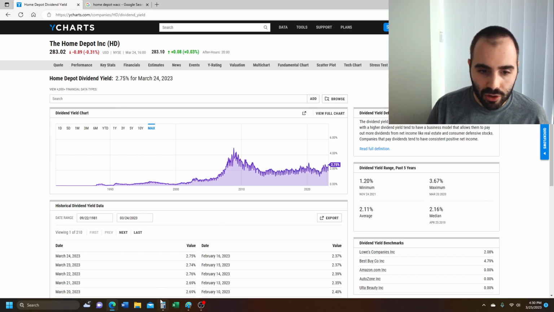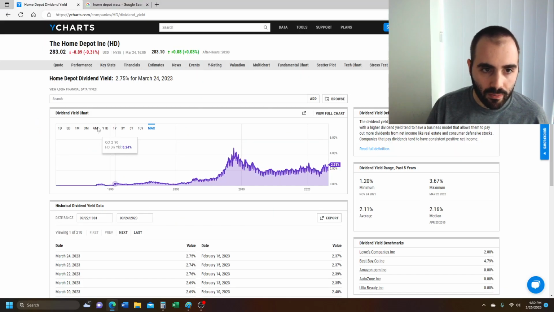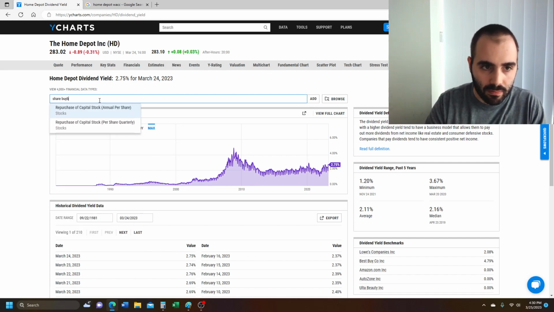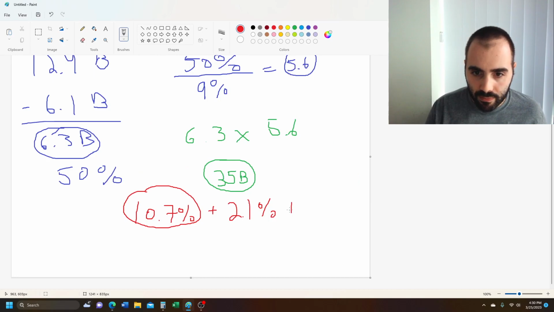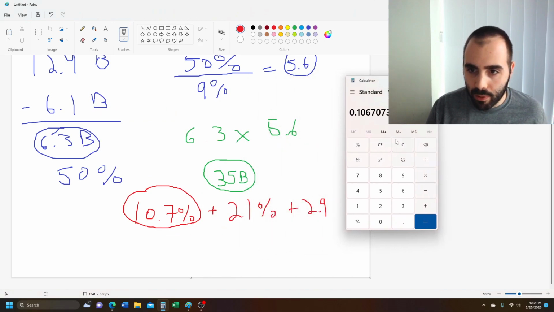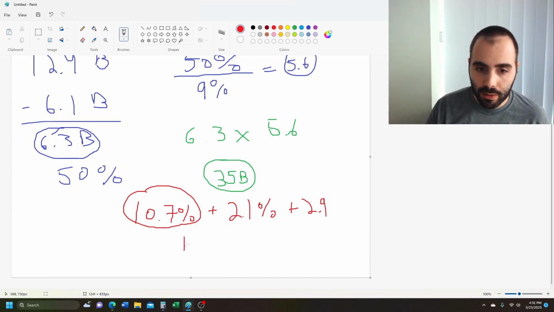Home Depot pays an average of a 2.1% dividend, so let's add that on. And the buyback yield, 2.9% additionally. So what this is saying is that Home Depot will yield us a 10.7% cash return, plus a 2.1% dividend yield, plus a 2.9% stock buyback yield. So in total, Home Depot will yield us 15.7% per year.